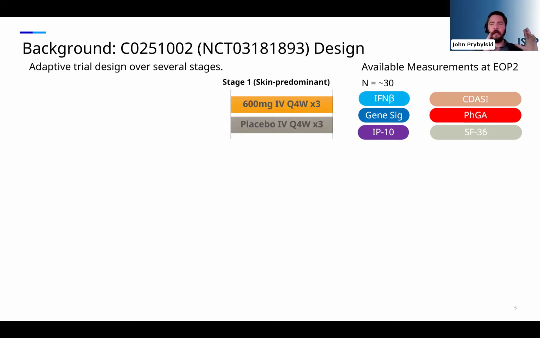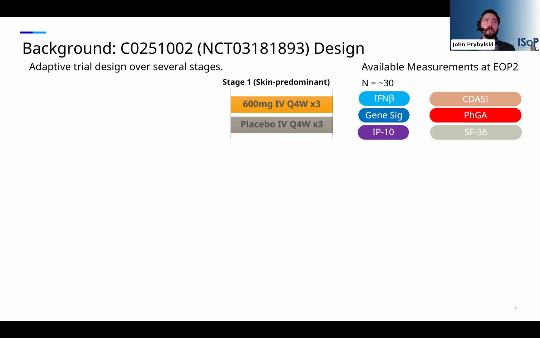This was before we decided to look at TIS. I think TIS was maybe still in development as this was being planned. And we looked at CDASI in these subjects because they were skin-predominant subjects. And we only looked at 2 dosing levels, that being 600 and placebo.